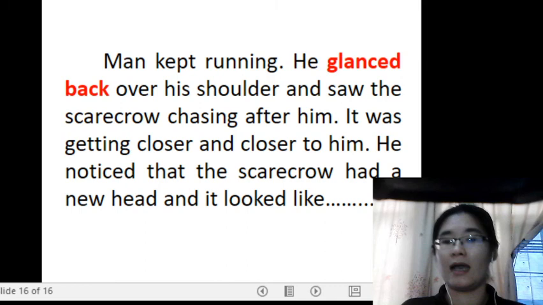Remember yesterday, the previous video, the work is to draw the scarecrow's head. Now you can imagine the new scarecrow head. Is it scary?